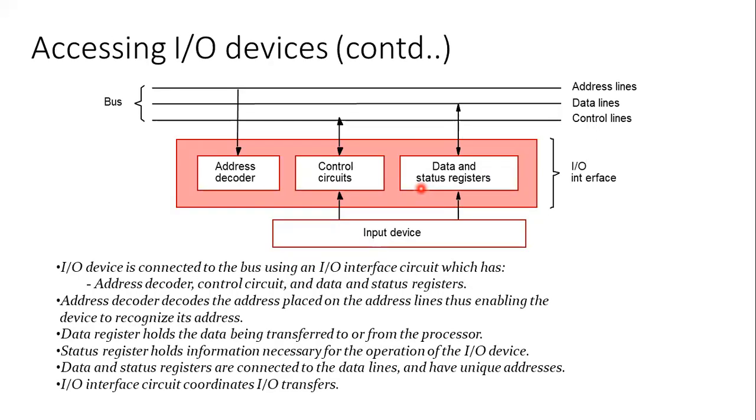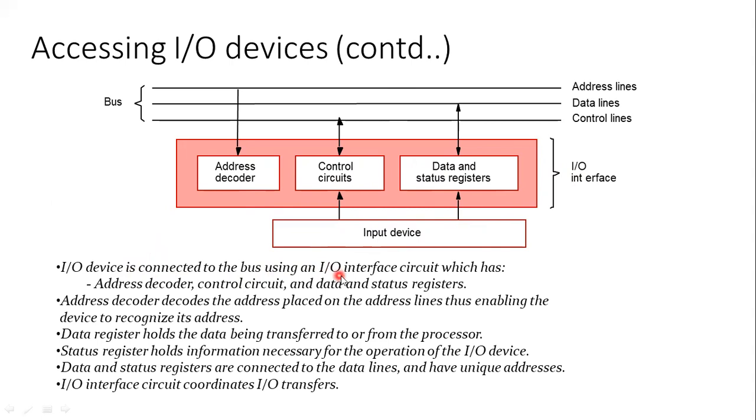All the information which we have discussed in the past can be learned from this diagram. These are the three lines: address lines, data lines, control lines, meaning the buses: address bus, data bus, control bus. Here, this is the address decoder, this is the control circuit, data and status register, and these are input output devices. How do these work? The information is here. An I/O device is connected to the bus using an I/O interface. These are the I/O devices, connected with the bus through the I/O interface.